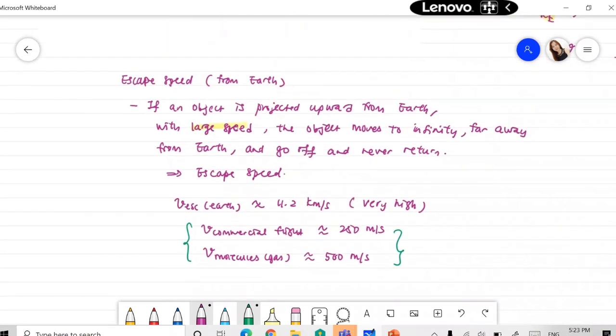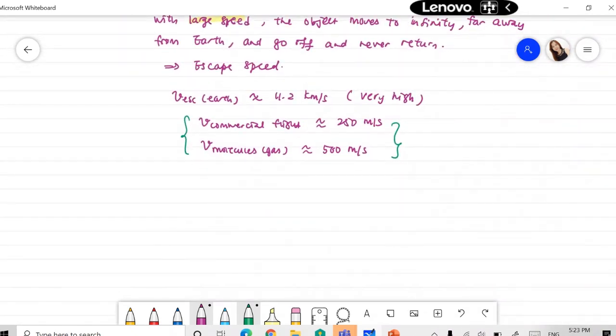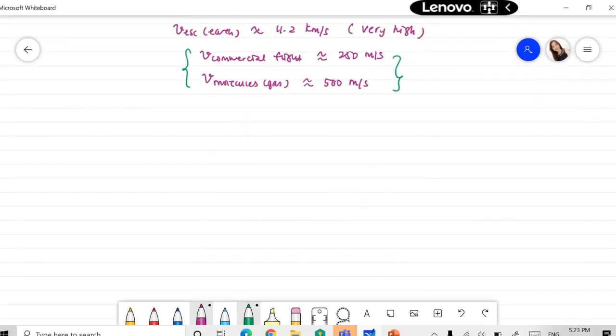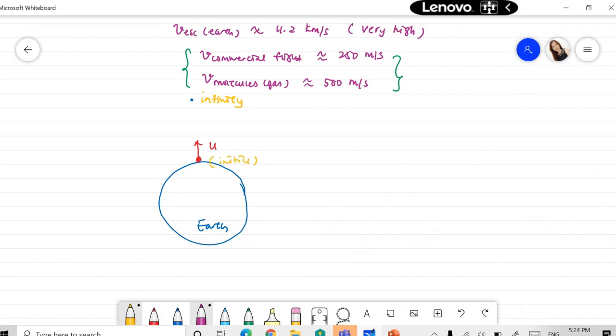So how can we actually find out or derive the escape velocity? Escape velocity is independent of the mass of the object, so we may use the concept of conservation of energy. Okay, let's say this is the Earth, and I refer to a point called infinity, very far. Initially, I throw the object upwards with the speed of u. I call this point the initial point, and infinity the final point.